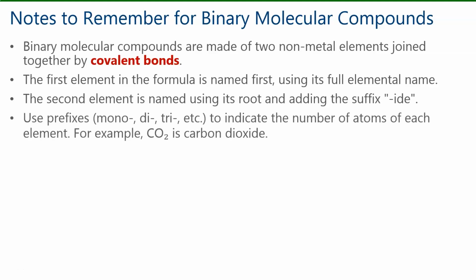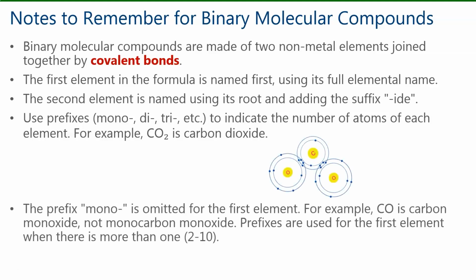Use prefixes mono, di, tri, etc. to indicate the number of atoms of each element. You need to remember the prefixes. For example, CO2 is carbon dioxide. The prefix mono is omitted for the first element. For example, CO is carbon monoxide. We don't say monocarbon monoxide. Prefixes are used for the first element when there is more than one, when there are between 2 and 10.